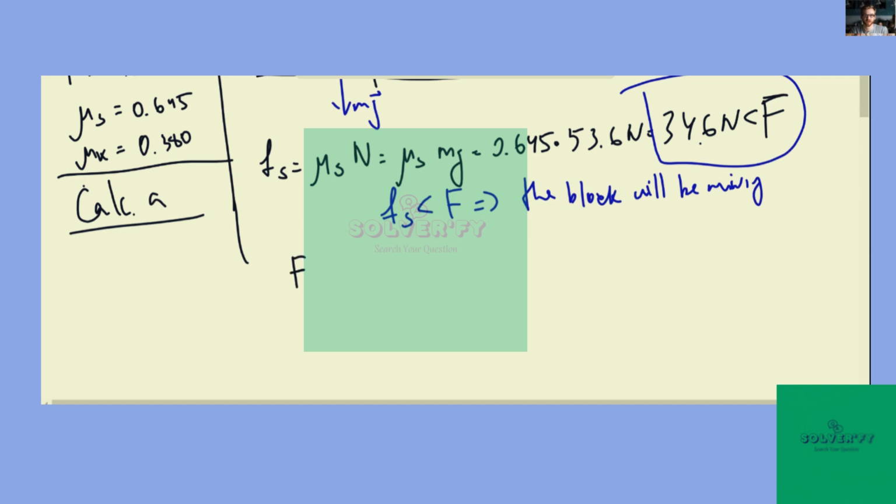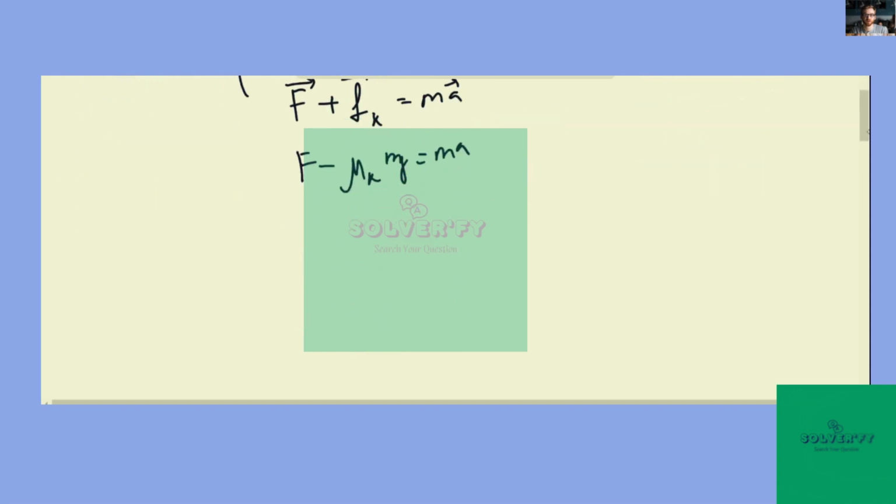So second Newton's law for this block looks like the following: it's vector sum of F and the force of kinetic friction equals ma. When projected on the x-axis, it becomes F minus mu kinetic mg equals ma. Therefore, acceleration of the block equals the difference between the forces divided by mass.